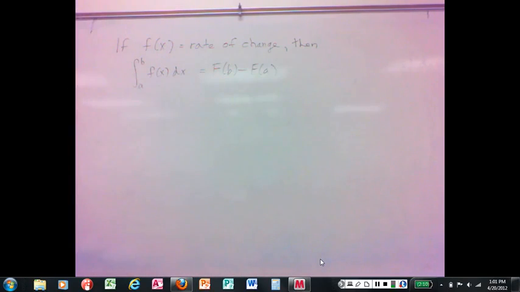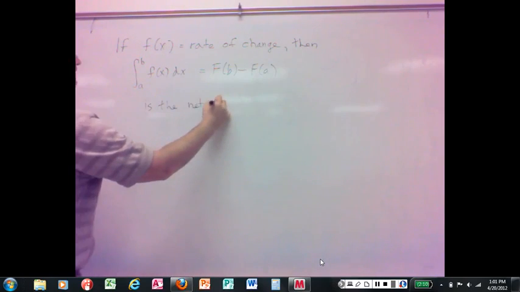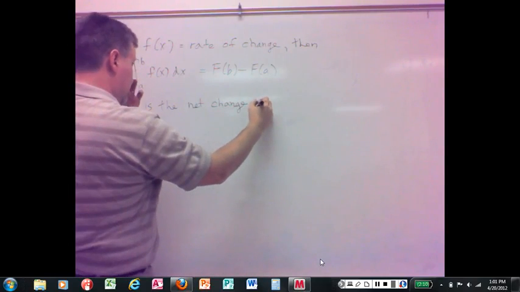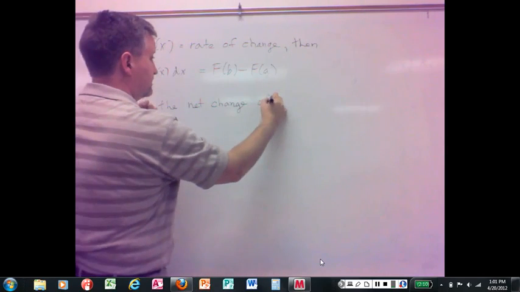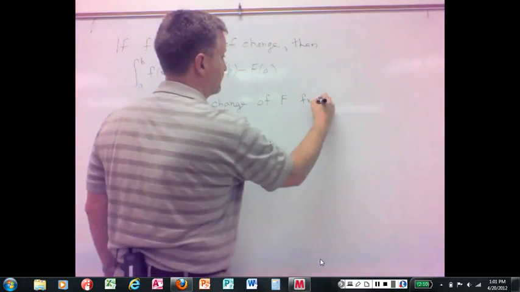If you do that computation, what that gives you is the net change from a to b. We could say the net change of big F, being the antiderivative, from a to b.